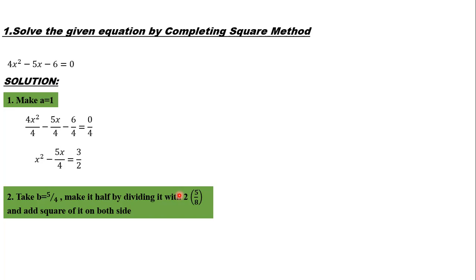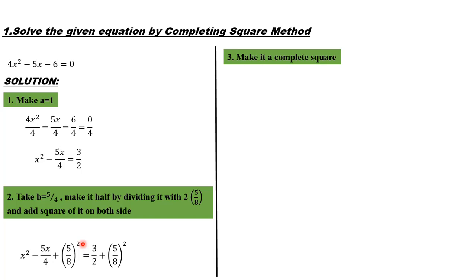Now add the square of this 5 by 8 on both sides of the equation. What we are going to get is x squared minus 5x over 4 plus (5 by 8) whole square on the left hand side, which is equal to 3 by 2 plus (5 by 8) whole square on the right hand side. In the third step, students, what you have to do is make it a complete square. If we consider these three terms over here, they become a squared plus b squared minus 2 times a and b. So we can sum it up in the square of (x minus 5 by 8).